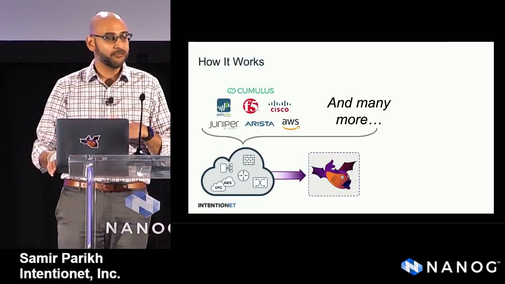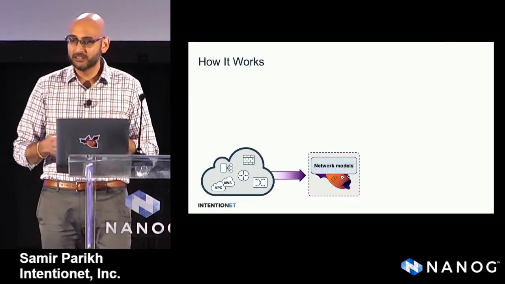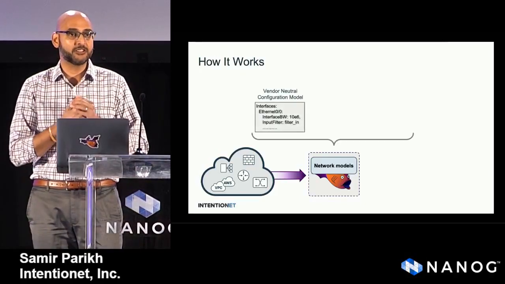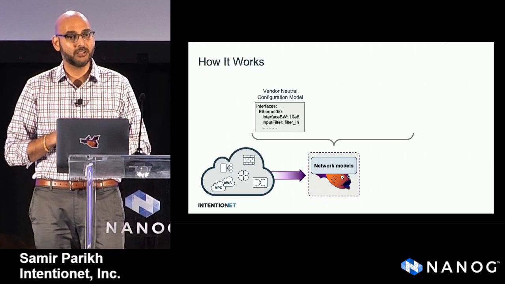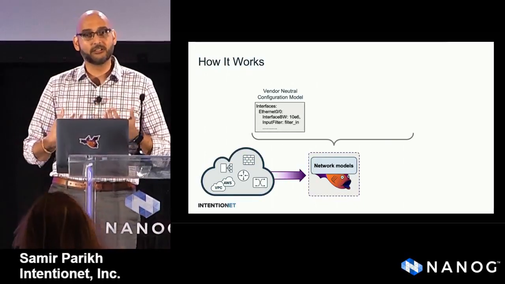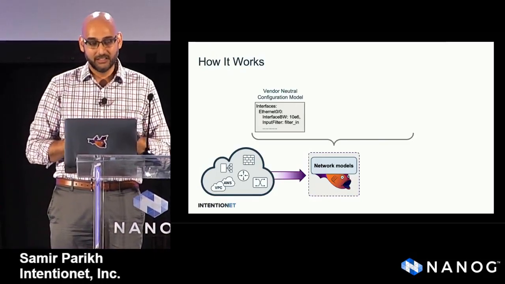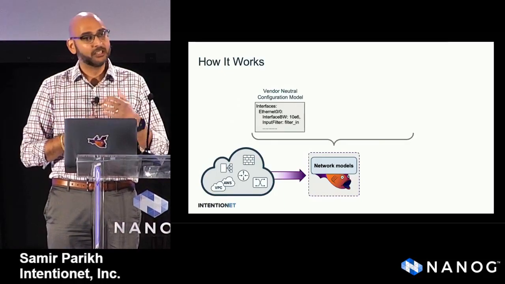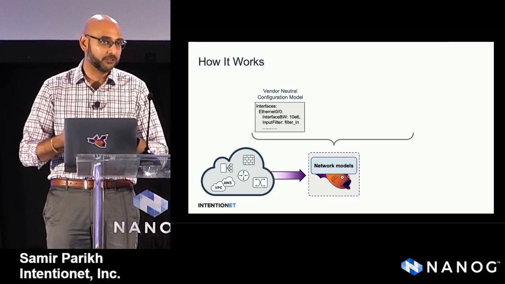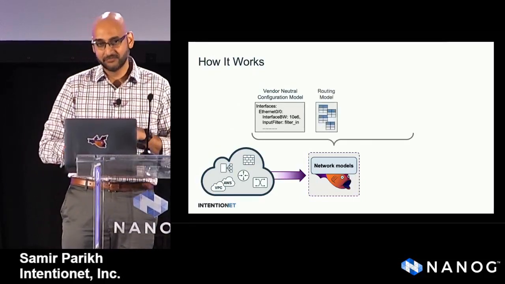What happens under the covers is Batfish ingests those configs and builds a series of network models. There are three primary network models that we build. The first is a vendor-neutral configuration model. We take the vendor syntax config and normalize it into an internal data model that allows us to easily build an analysis toolkit on top of it. For example, Juniper might call something a firewall filter, Cisco calls it an input access list, and we call it an input filter. We're just normalizing the construct so that we can build our analysis on it.